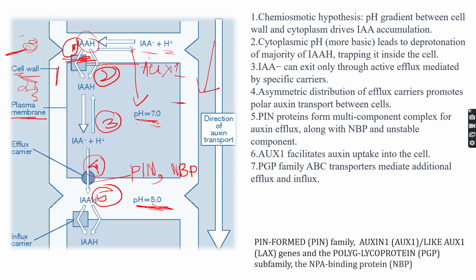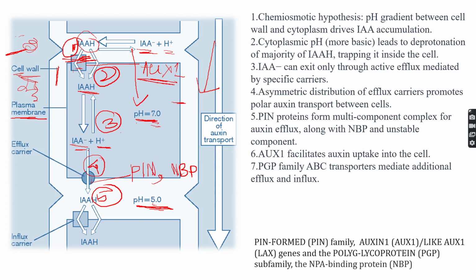Okay, so it will be entering into the cell through the auxin influx carrier. The influx carrier can be your AUX1. Through that, auxin is entering into the cell in the form of IAAH. It can also enter in the form of IAA minus through simple diffusion. Now IAAH, when entering into the cytoplasm, due to this pH difference, will be deprotonated. That means it will be separated as IAA minus and H plus.